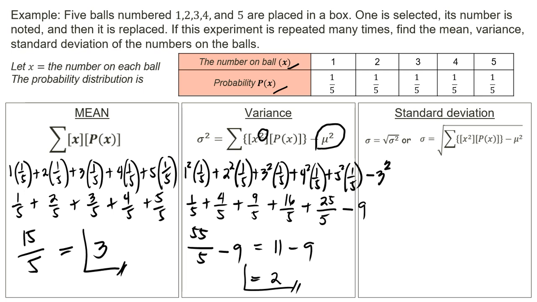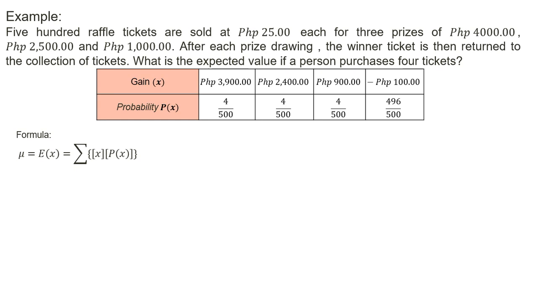Okay. And then, we have the standard deviation. So, as you can see, for the formula of standard deviation, all you have to do is to square root your variance. So, that is square root of 2, kasi 2 yung nakuha mo sa variance. So, square root of 2, your standard deviation will be 1.40. And that will be your final answer for the mean, variance, standard deviation. Now, let's proceed in solving the expected value.